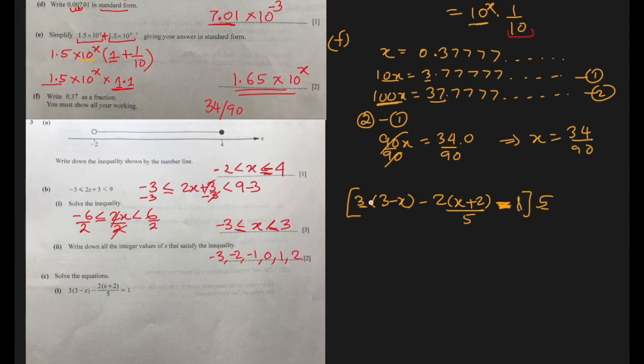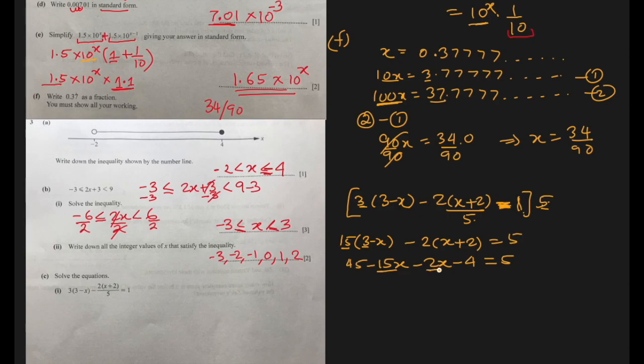5 times 3 is 15. 3 minus x minus, when I multiply this whole thing with 5, this 5 and this 5 will get cancelled out, and that is the purpose. That means we are left with only the numerator, equal to 1 times 5 is 5, and now it becomes a simple equation. We'll just open up the brackets first. 15 times 3, 45, minus 15x minus 2x minus 4 equal to 5.